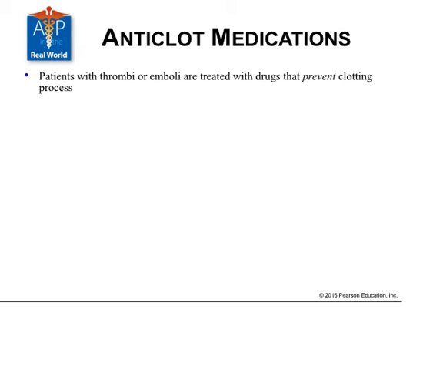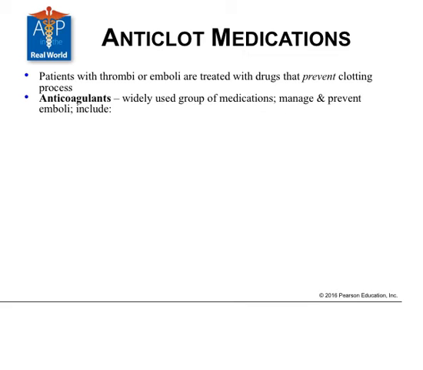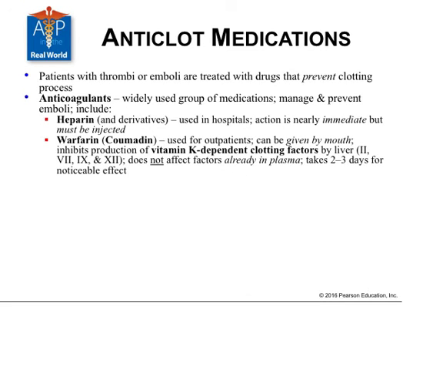Now, we can use clot busters and anti-clotting medications to fight these conditions. Patients with thrombi or emboli are treated with anticoagulants, which are a wide-ranging group of meds that prevent emboli, including heparin, which is used in hospitals. The action is immediate but has to be injected. Warfarin, which is used for outpatient managing of clots, can be given by mouth. It inhibits the production of vitamin K dependent clotting factors by the liver, and those would be 2, 7, 9, and 12, and does not affect factors already in the plasma and takes about 3 days to be effective.